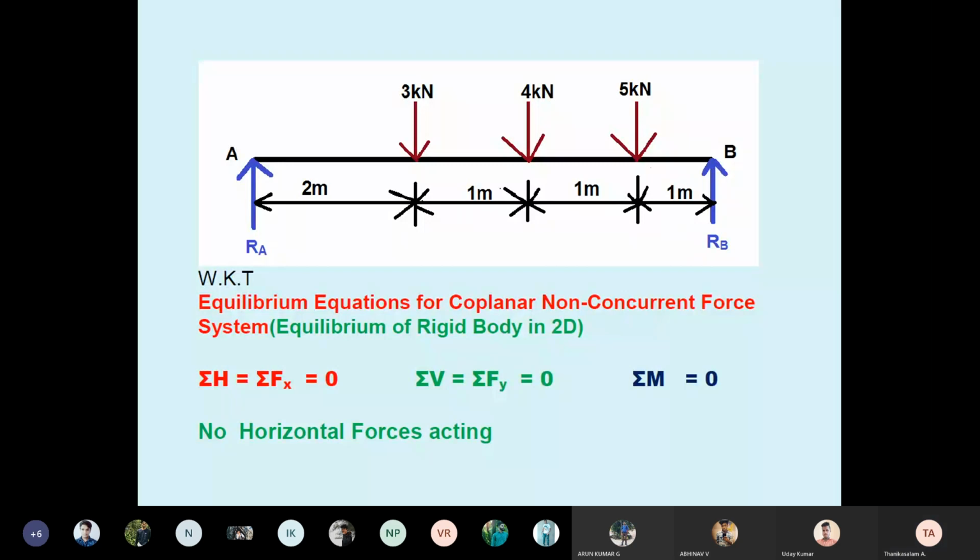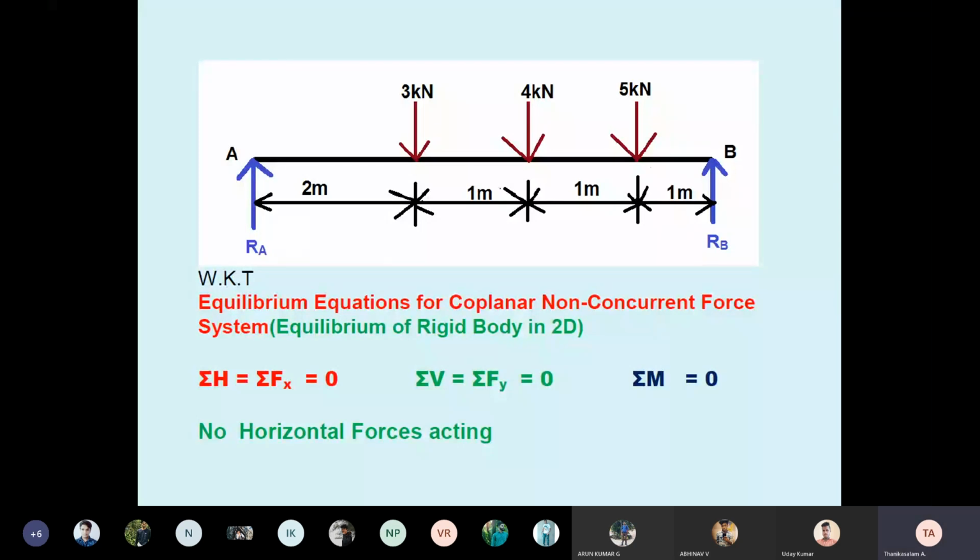Third point: what is the moment? Force into perpendicular distance. Then you have to identify clockwise or anti-clockwise. How do you identify it? Put your thumb at the reference point and your index finger along the force, just like a compass. You see the arrow mark, and based on it you rotate: clockwise or anti-clockwise. Clockwise means positive, anti-clockwise negative.